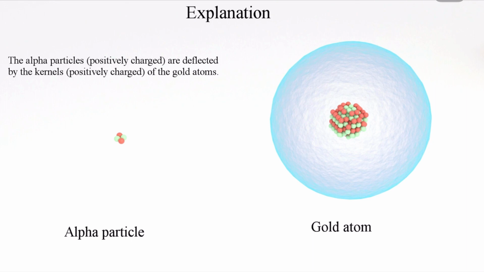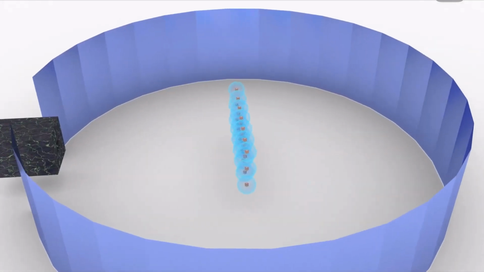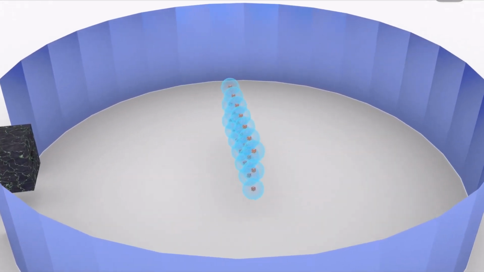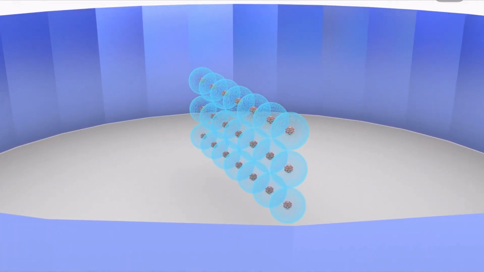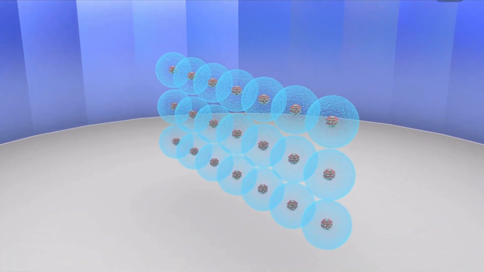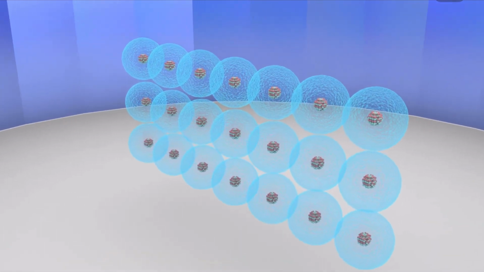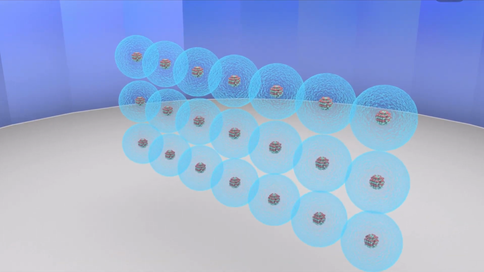Now let's take another look at this and see what's going on. So here we have another way of looking at the gold foil. This gold foil here is the atoms which we're talking about. Now we're going to leave the alpha particles, and they're going to come. Let's see what goes on here.